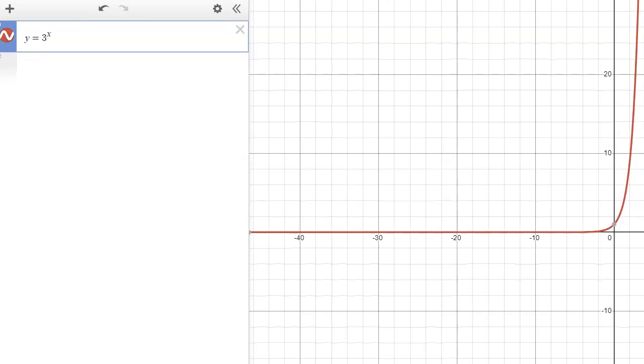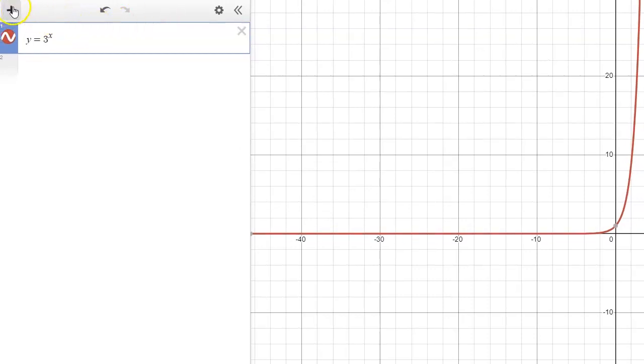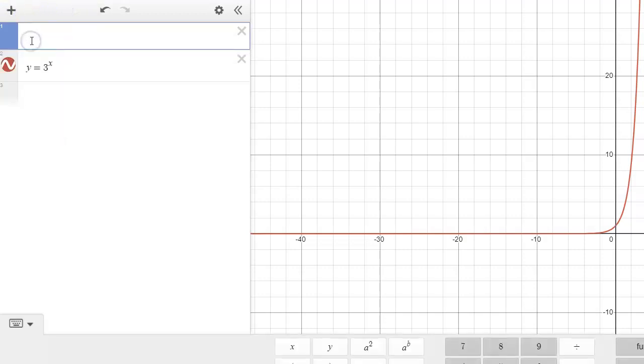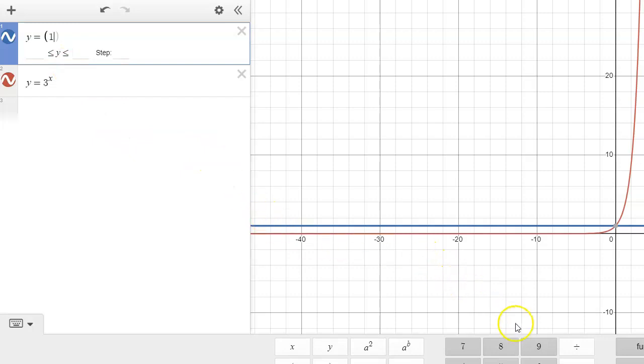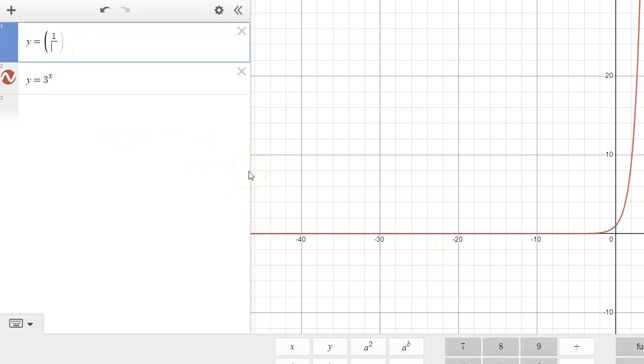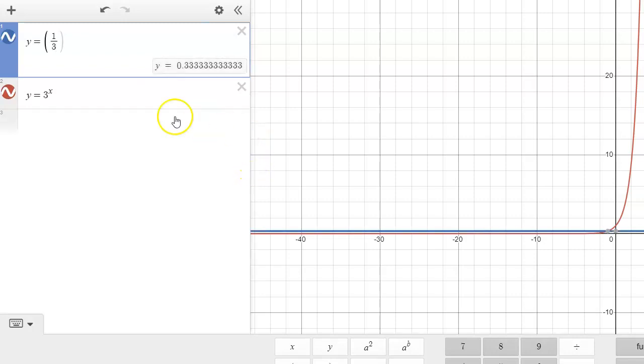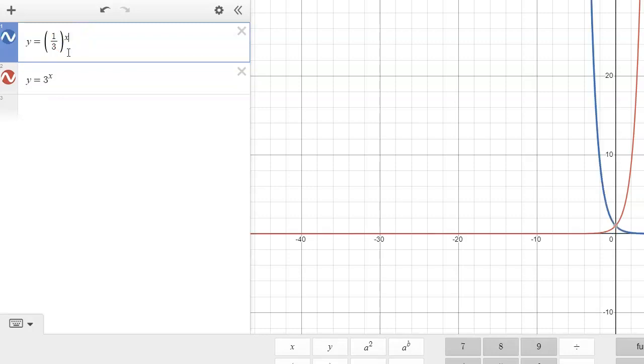So now over here, we're going to do the second graph. So I'm going to press this plus right here. It's going to give me another option. I'm going to do expression. Okay. And now I'm going to do again y equals, but the second graph that we just did was 1/3 to the x power. So I'm going to do parenthesis, 1, and then you can do the division sign or the backslash, doesn't matter. And it was 1/3. And then I'm going to close parentheses and I'm going to press this a squared button again. But I don't want the exponent to be 2, I want it to be an x.